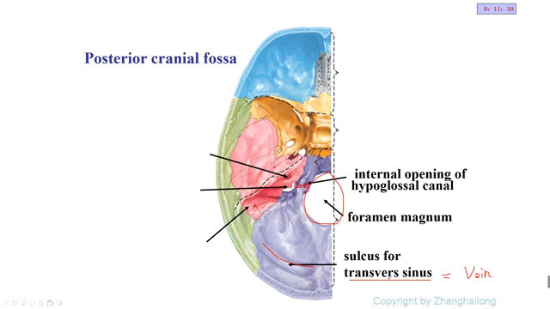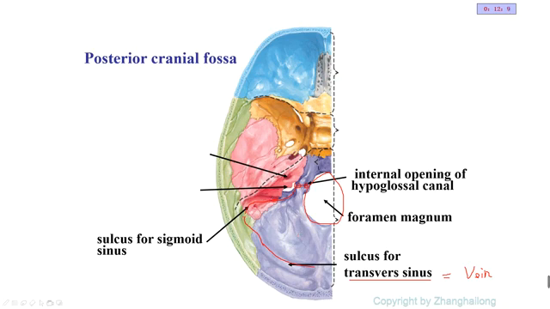And in these sinuses, there is venous blood flowing. And this vein walks along the sulcus. So this sulcus is the sulcus for the transverse sinus. You should know the sinus is a vein, one kind of vein. And continue. This one is the sulcus for the sigmoid sinus, like from here to here.